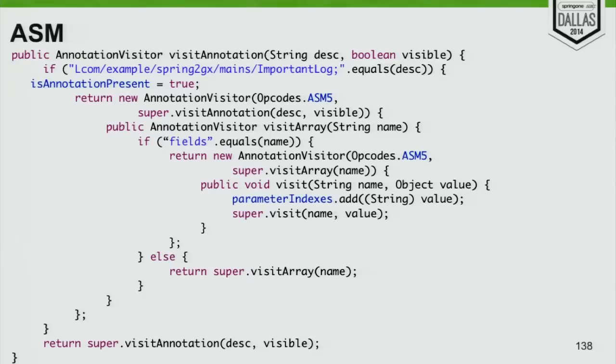Here's the visitAnnotation code. And I'm not going to go over it line for line, but you can see that it hooks up an annotation visitor. So just like we have class visitors and method visitors, we have annotation visitors. And we need to chain that in so that we can look at the field's property on the ImportantLog annotation.